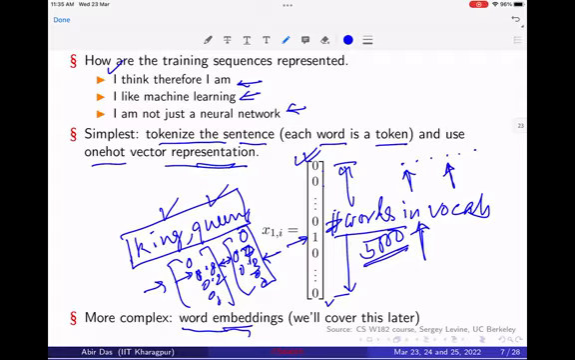We will look into it maybe next week, how to learn these word embeddings and so on. But as I said, we will cover this later. These are more complex ways, but the simple representation also works pretty well in practice.